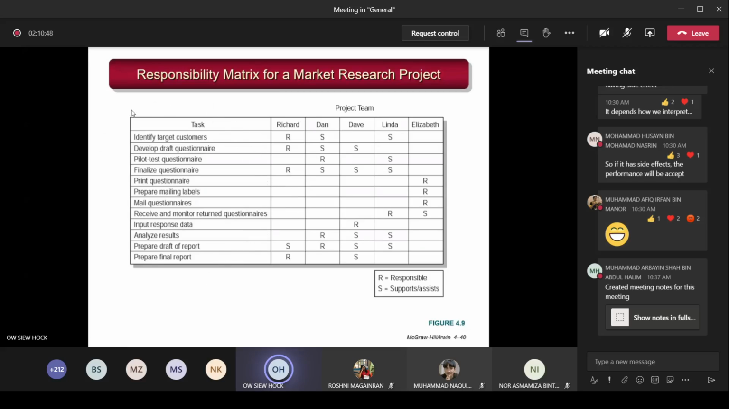So they will say, oh, I'm only supporting. If the project fails or the task fails, don't bother, nothing to do with me. So they don't have a sense of responsibility.